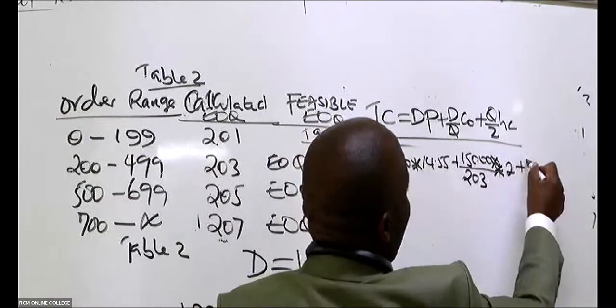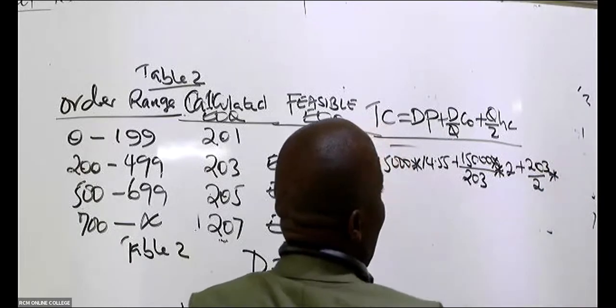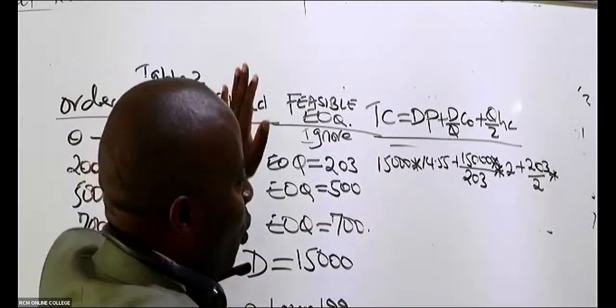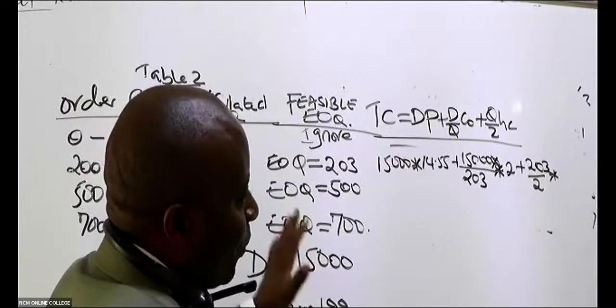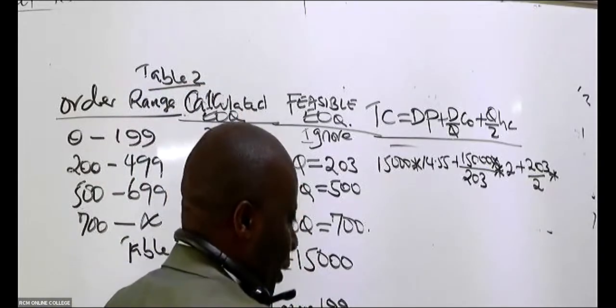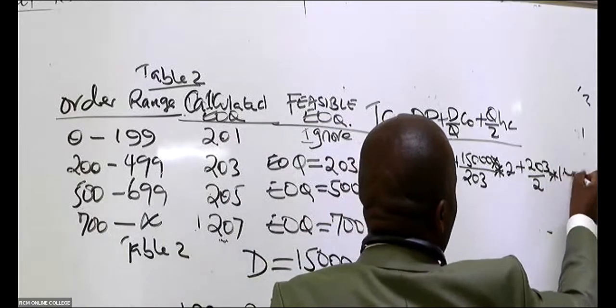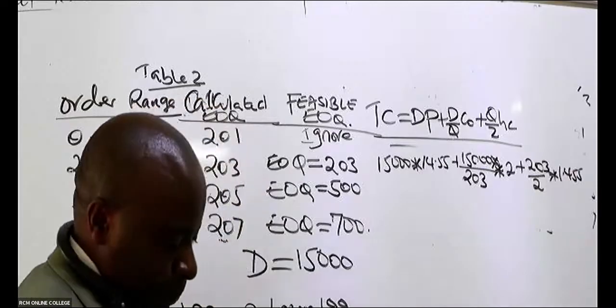Plus the same Q, which is 203, divided by 2. Please make reference to your table 1 above and read for us the holding cost per unit per annum. I'm so sure it must be 1.455, like that. I'm 100% sure.